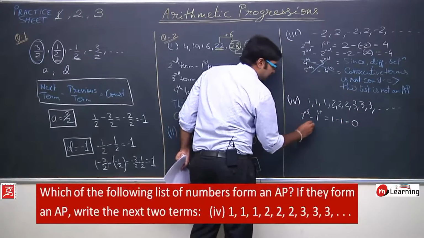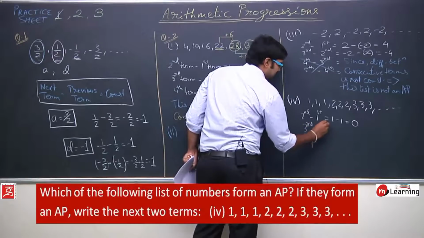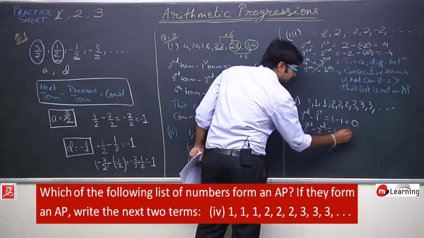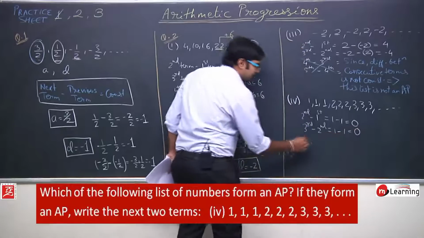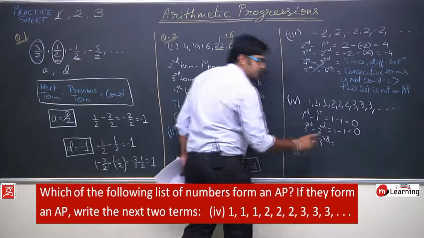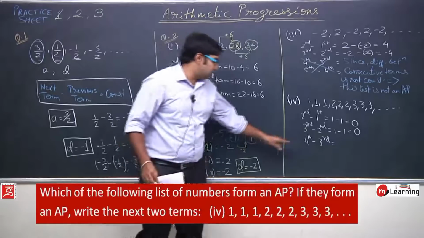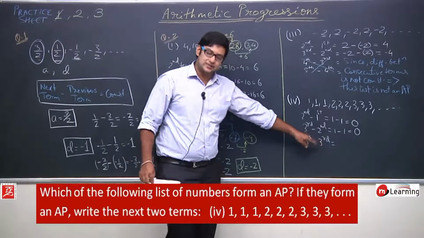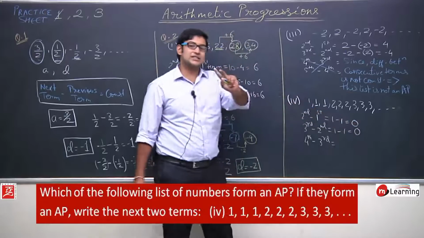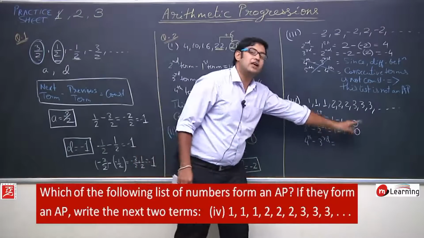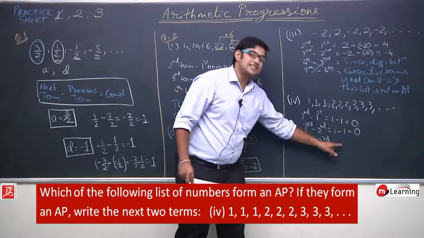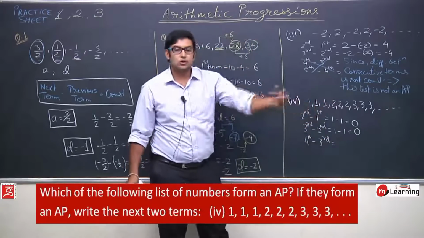Then I will subtract third term and second term. Third term is 1, second term is 1, so 1 minus 1 will give you 0. Then I will subtract fourth term minus third term. Now remember why I am writing fourth and third term also. It's because for the first two differences, I have got a constant value. I can see this is 0, this is also 0. So I will definitely check the next consecutive terms also.